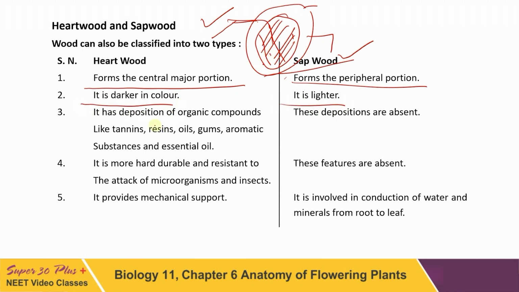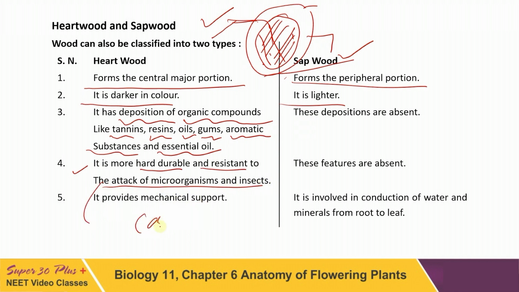Why is it darker? Because here we have deposition of organic compounds like tannins, resins, oils, gums and aromatic substances and some essential oils. Because of this, the wood becomes more durable and more resistant to the attack of microorganisms. That's why it is comparatively costly, because it is more resistant and provides mechanical support to the plant. On the other side, sapwood is light in color, because all these substances are absent here.